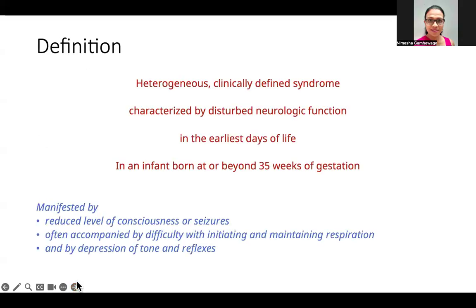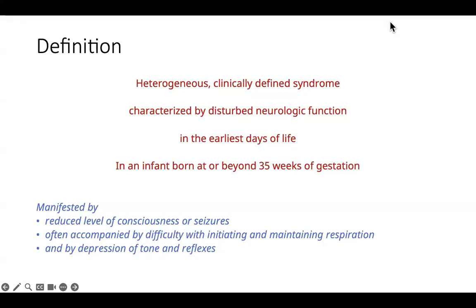Hypoxic ischemic encephalopathy. What does it mean to you? Hypoxia. That means lack of oxygen. Ischemia. Lack of blood flow. Encephalopathy, features of malfunction of the brain. So, which means poor function of the brain due to lack of blood flow and lack of oxygen supply into the neonate. So, that's the general idea that a medical student should have regarding hypoxic ischemic encephalopathy.